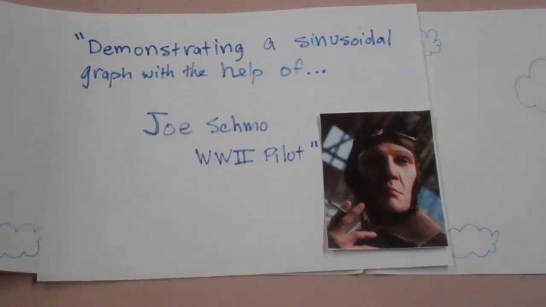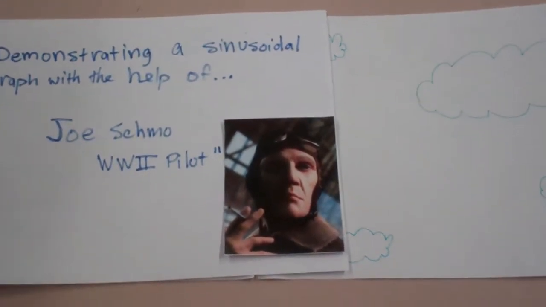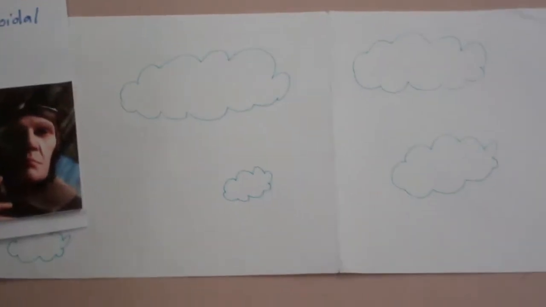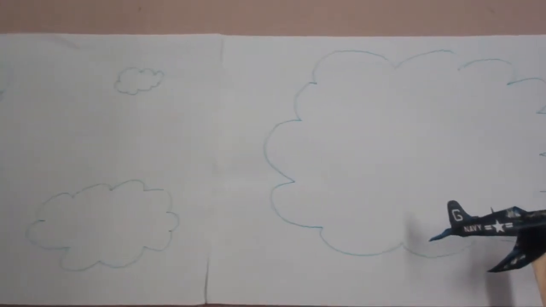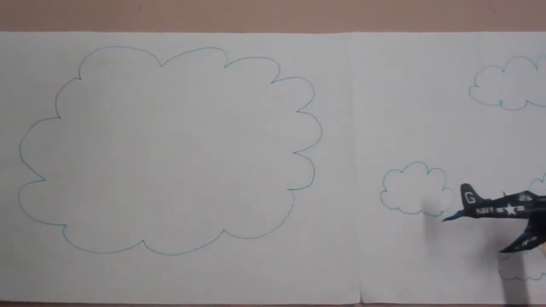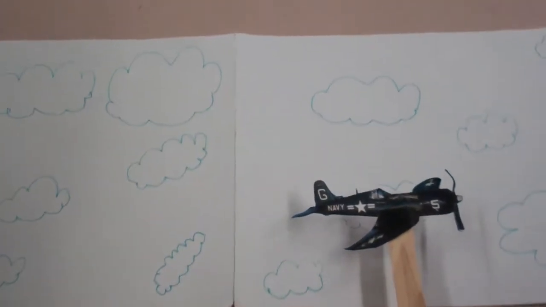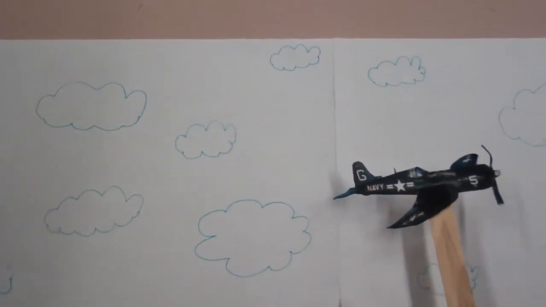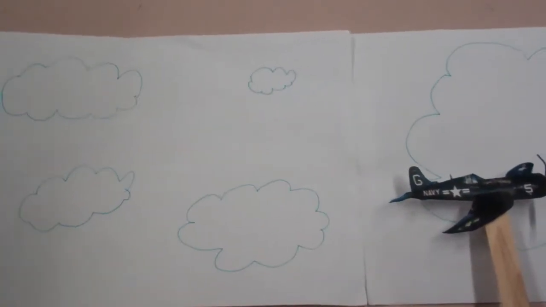Demonstrating a sinusoidal graph with the help of Joe Schmo, a World War II pilot. Joe Schmo, an American fighter pilot in World War II, was attempting to escape a war zone above Britain. Noting his altitude at 2,000 feet, Joe is flying at a steady speed of 150 miles an hour.